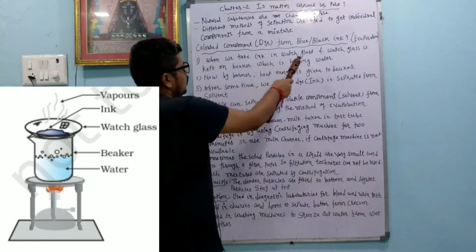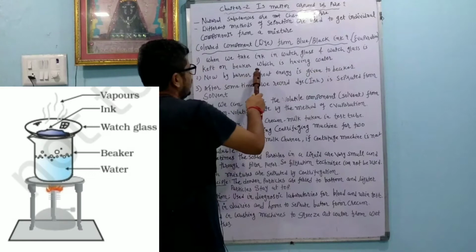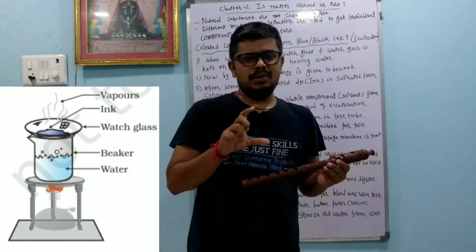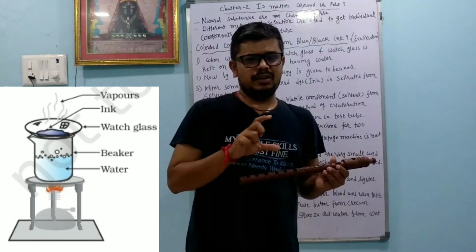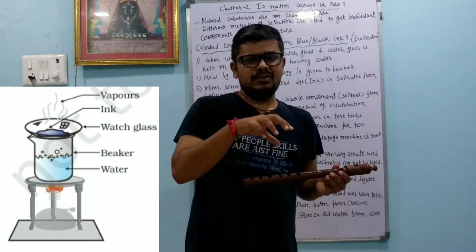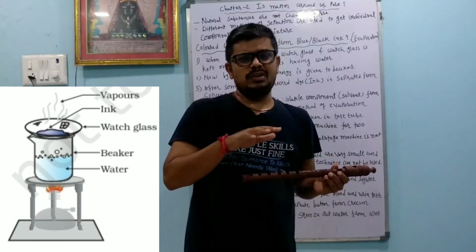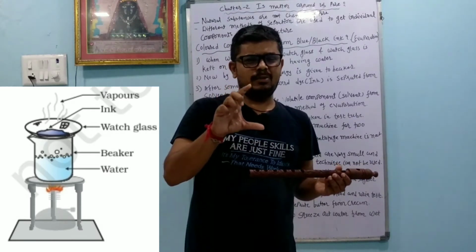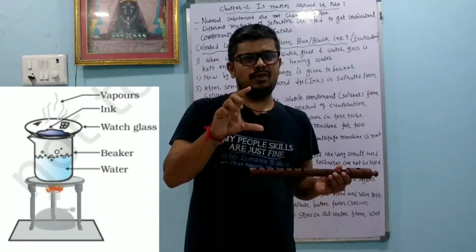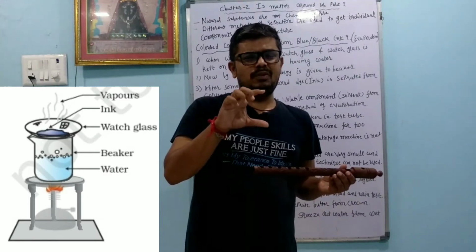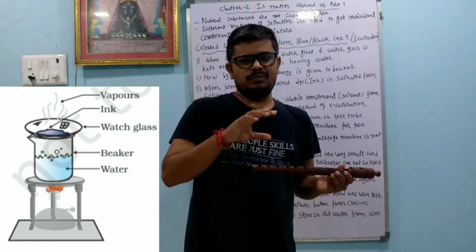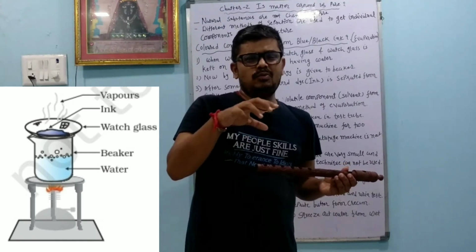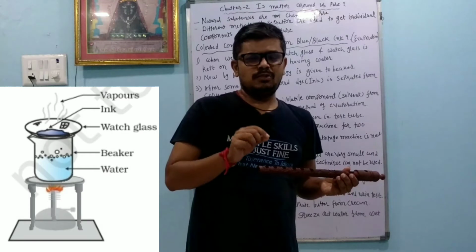We take ink in the watch glass, and the watch glass is capped on the beaker which has water. For this setup we need one Bunsen burner that is available in the chemistry lab, one tripod stand, and one wire gauze. On that we will keep one 500 ml beaker. In this 500 ml beaker we add 250 ml of water. On that we put the watch glass, and on the watch glass we take 2 or 3 drops of ink.